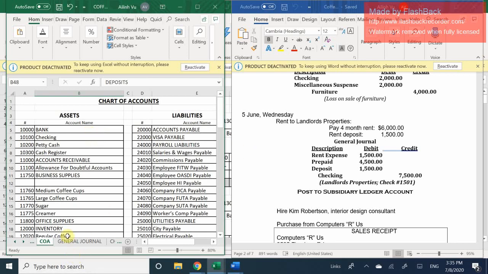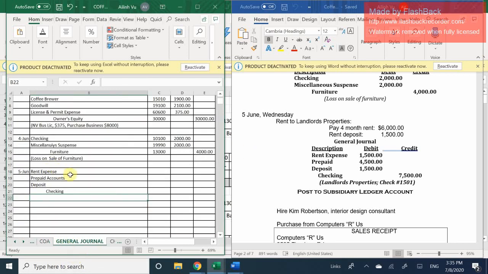Okay, so I'm going to go back to my journal and I'm going to go ahead and fill this information in. So my rent expense was account number 62,000. My prepaid accounts was 18,600 and my deposits was 18,700. Okay? And lastly my checking account is 10,100.